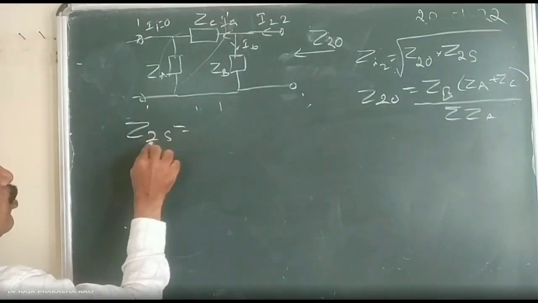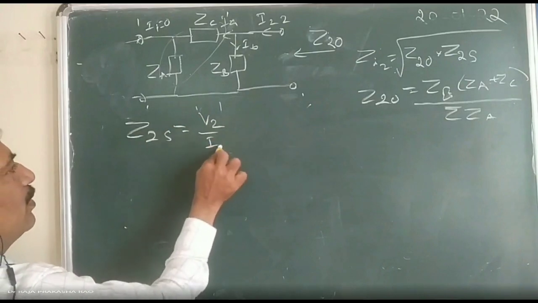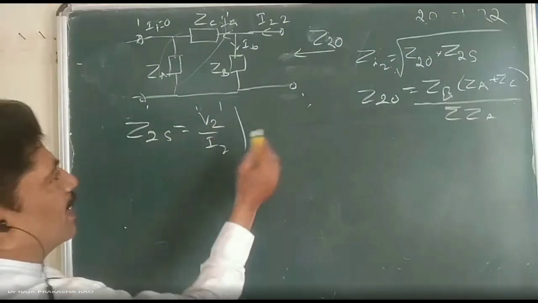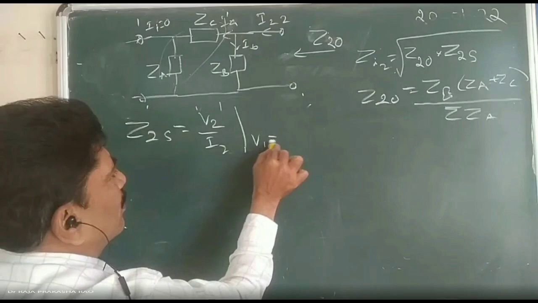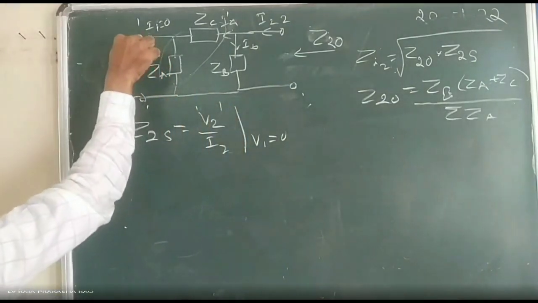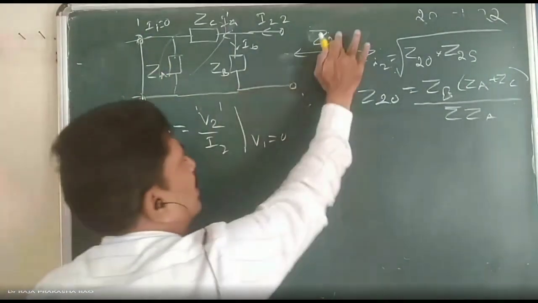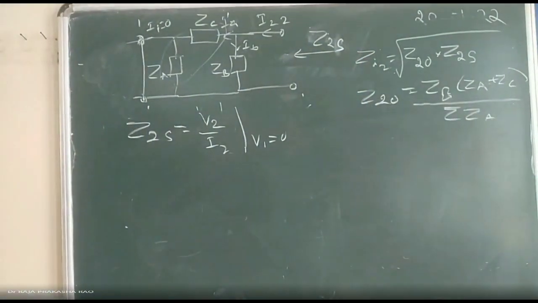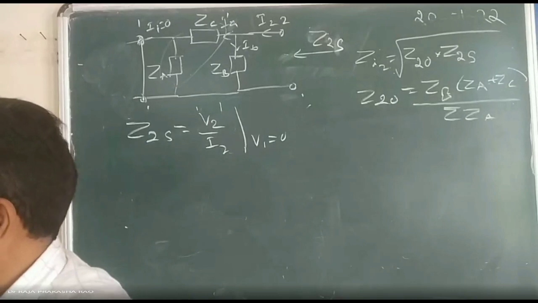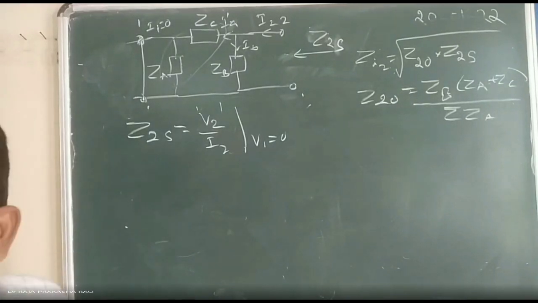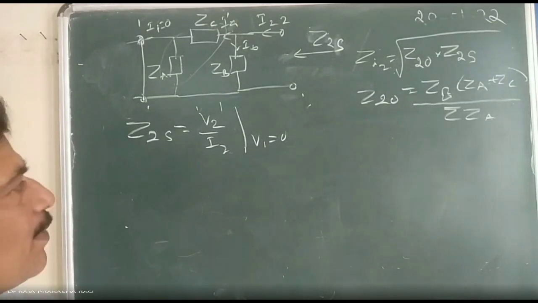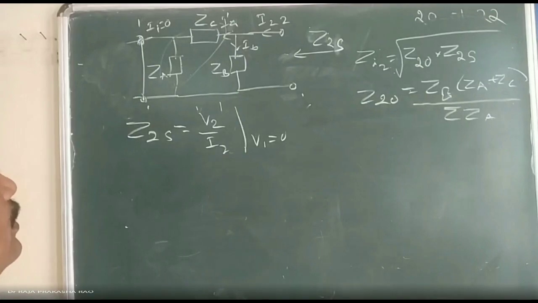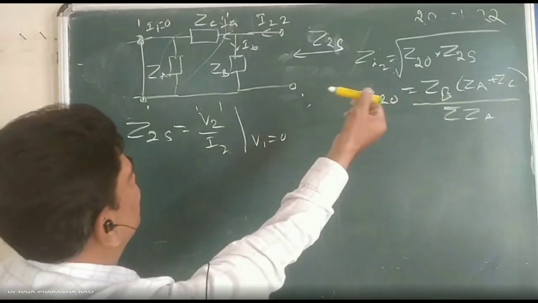Z2S means V2 by I2. S means short circuit the other port, that is V1 is equal to 0. Now short circuit this and then find out Z2S. Students, are you following? V2S means V2 by I2 when the first port is shorted, right? I hope you followed. Now find out Z2S from this end.